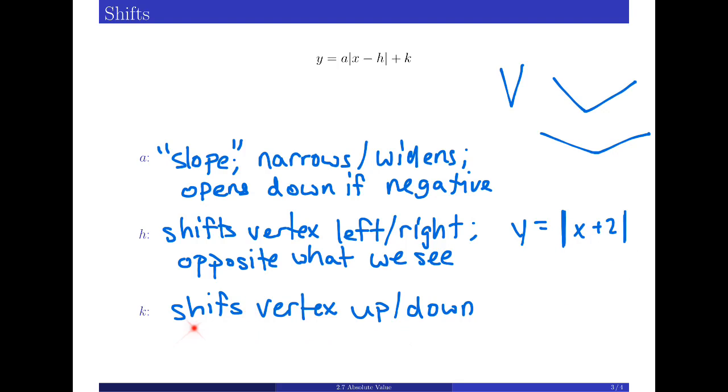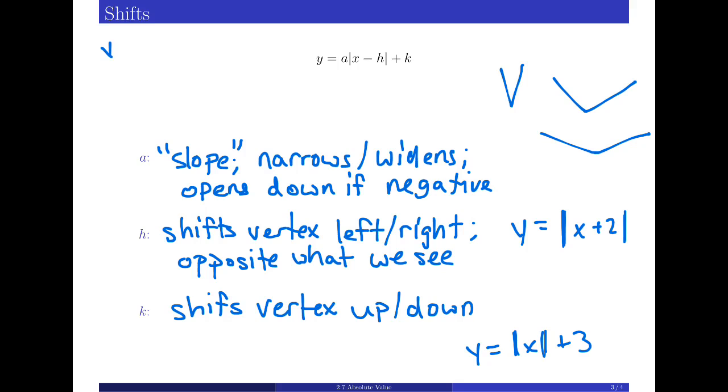So it's the opposite of what we see there. And then what you should have discovered about k was that it shifts the graph up and down. And that one goes exactly as we see it. So if we see the absolute value of x plus 3, then that does in fact shift our vertex up 3 units.